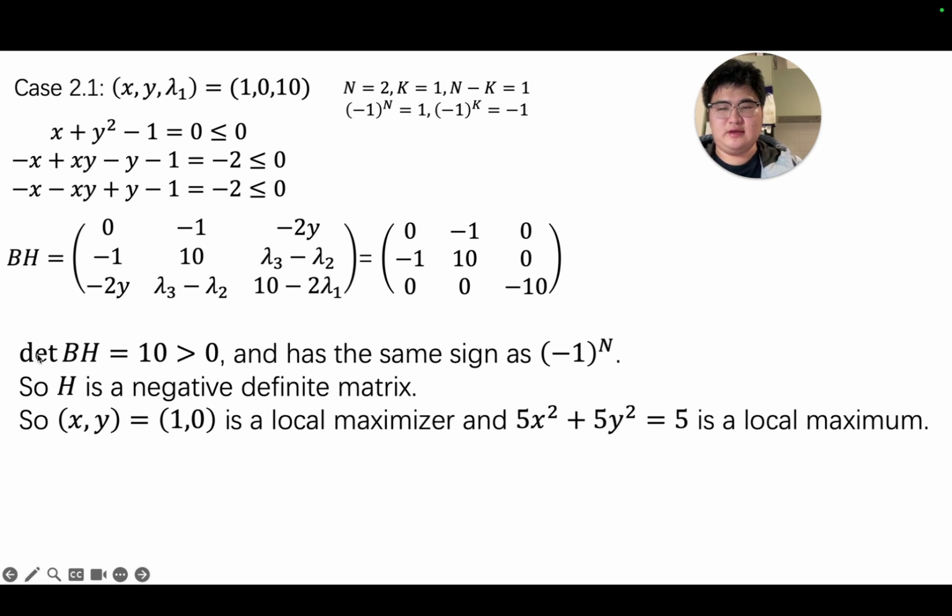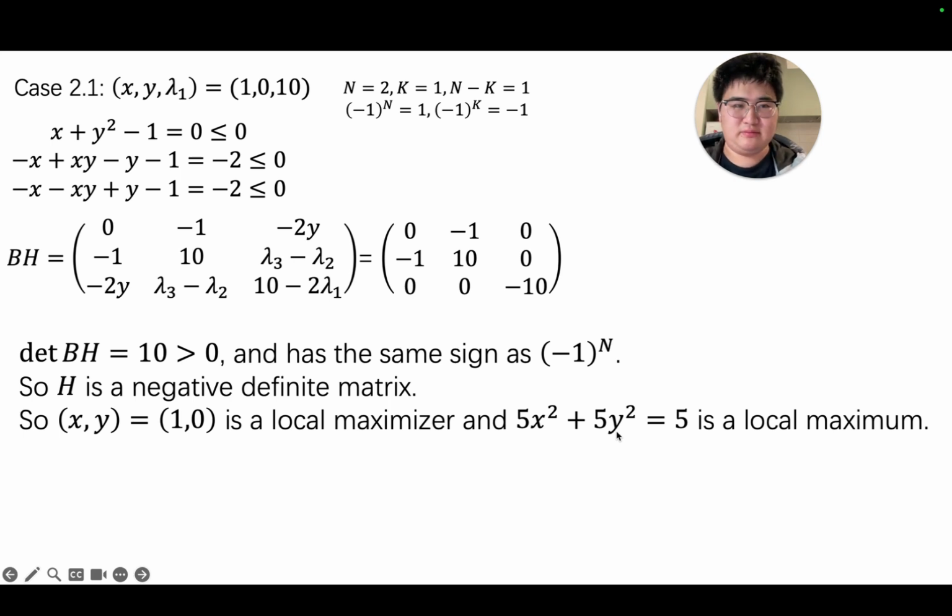Here, we find that the determinant of the bordered Hessian matrix is 10, larger than 0, and it has the same sign as (-1)^n here. So we find that the Hessian matrix is a negative definite matrix. According to the definition, we find that (x, y) equals (1, 0) is the local maximizer here, and we get the local maximum.